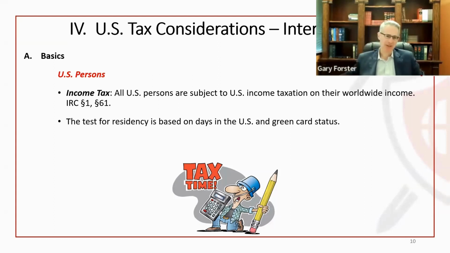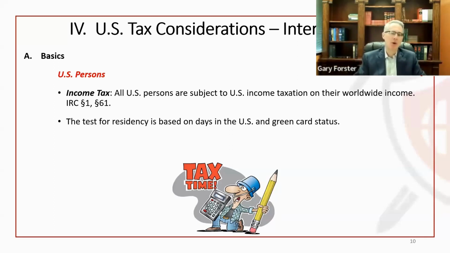Now, some countries we have a treaty with, so we can limit that double taxation, but there are no treaties, for instance, with South America. And so we have to be very careful when we come in that we don't stay too many days in the US. There's also a weighted average over 3 years. And of course, there's a green card rule. Once you get the green card, you're taxed worldwide.